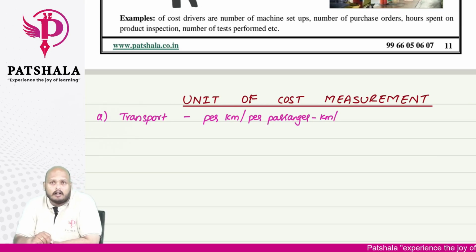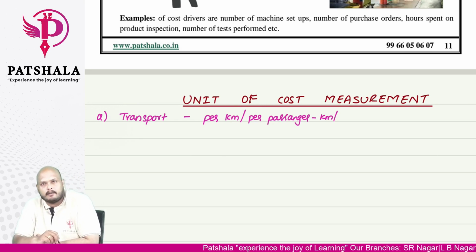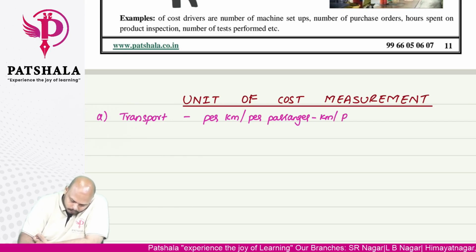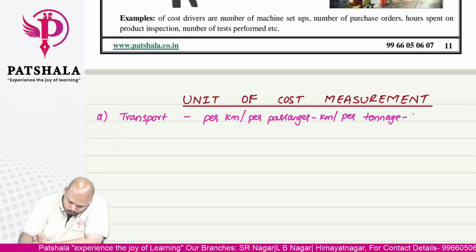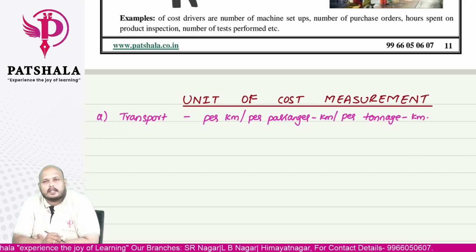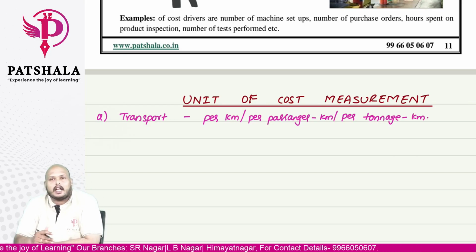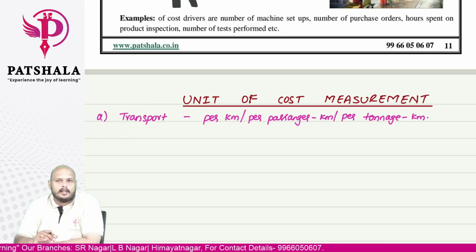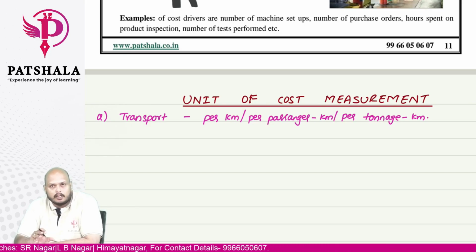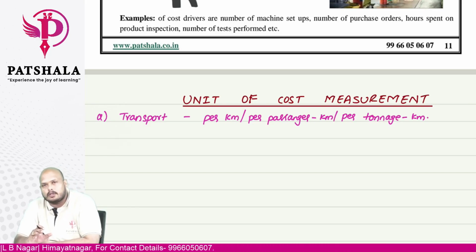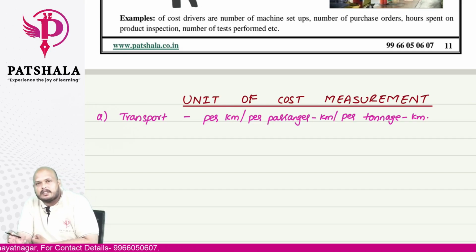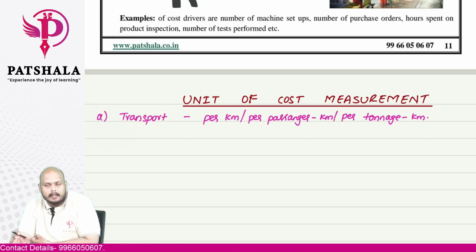Next, instead of transporting the public, if you are transporting goods from one place to another, what is the unit of cost measurement they will use? Per tonnage kilometer. What does tonnage kilometer represent? If you are transporting 1 ton of goods up to a distance of 1 kilometer, what is the fare they are going to charge? That represents per tonnage kilometer.